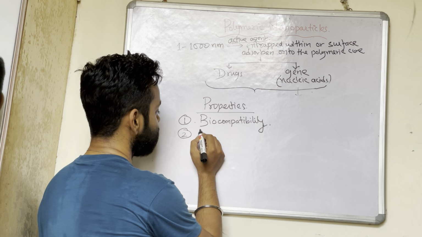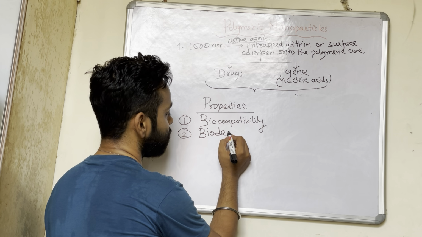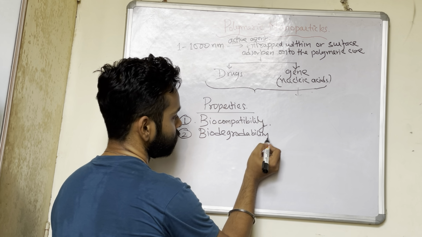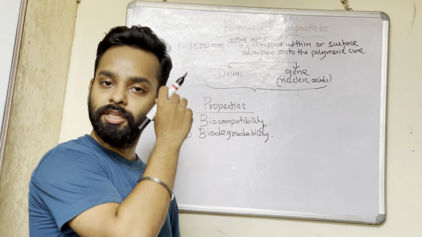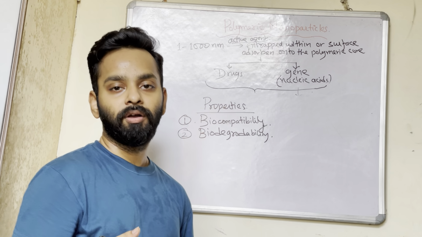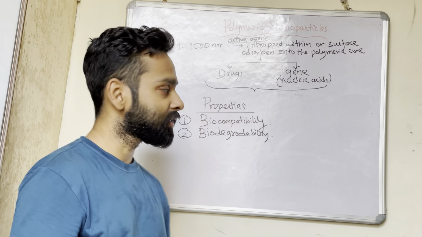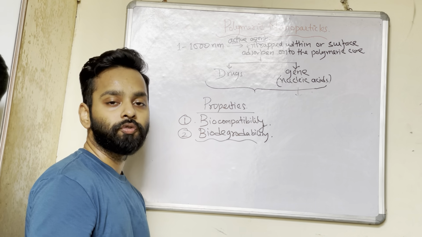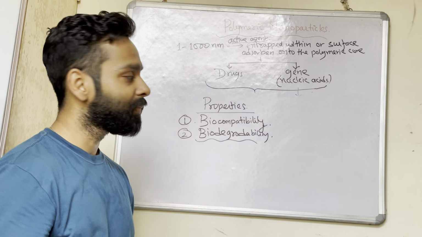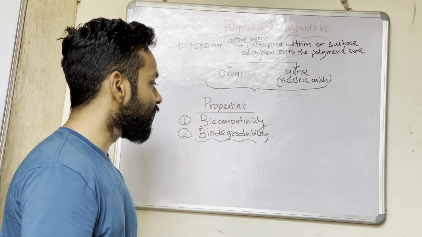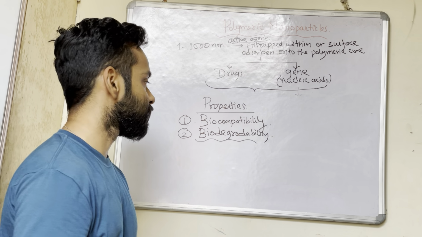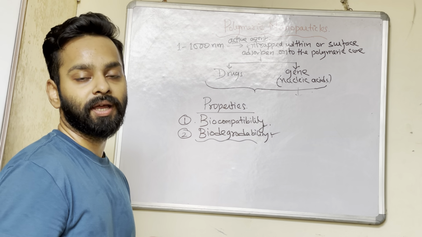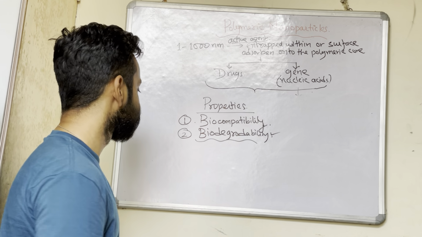The second should be biodegradability. Again, since we are using these polymeric nanoparticles for the delivery of certain agents inside the living system, we are interested in using materials which will be degraded in the body over time, and they should not produce any toxic byproducts of degradation. So biodegradability is an essential consideration while using polymeric nanoparticles for designing any delivery vehicle.